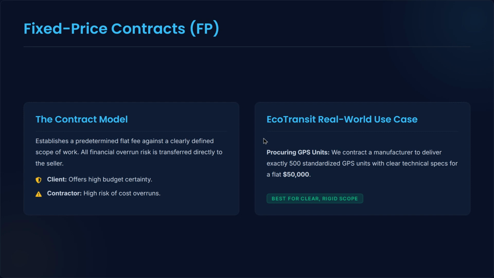In Project EcoTransit, we use a fixed price contract to purchase 500 GPS tracking units. Why? Because the technical specs of standard GPS hardware are 100% clear. There is no ambiguity. We write a contract for $50,000 to deliver the units, and the risk sits on the manufacturer to build and ship them on time.